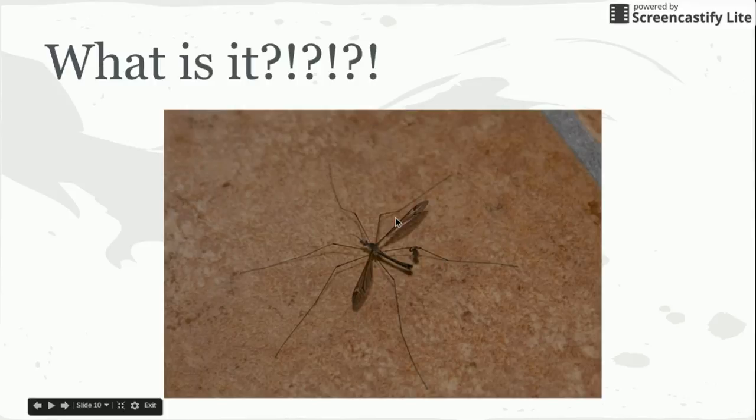So this one's hard to see, but if you look on this crane fly, you'll notice this spot right here on his leg, this darker spot. This is a pseudoscorpion, and he just kind of jumps on the crane fly and hitches a ride. This is an example of commensalism because the crane fly is not harmed, nor is he helped, but the pseudoscorpion is.